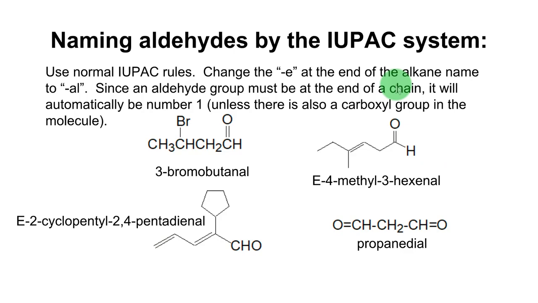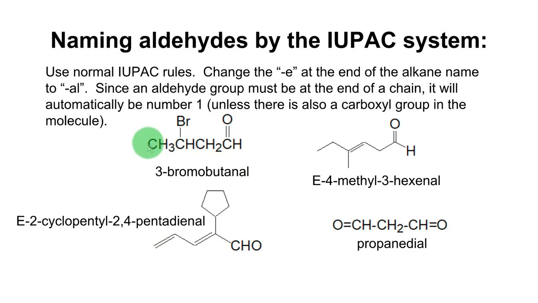IUPAC system for aldehydes, not too bad. Again, the only new thing is that you change the E of an alkane name into AL. So AL is for aldehydes, ONE is for ketones, OL is for alcohols. And we have to be careful when we pronounce them that you pronounce al and not all, because if somebody hears you say all, they're going to think you're talking about an alcohol. Well, al is the ending for aldehydes.